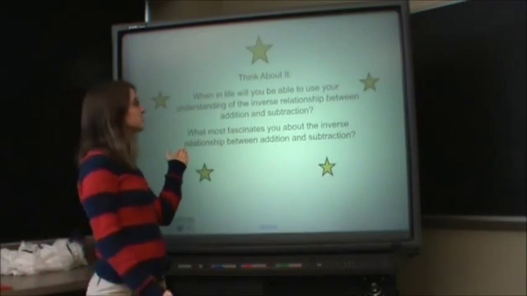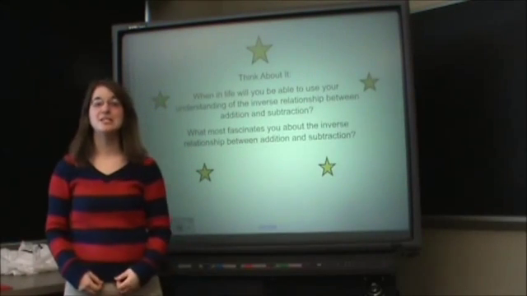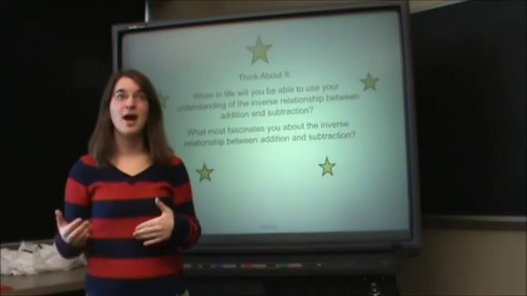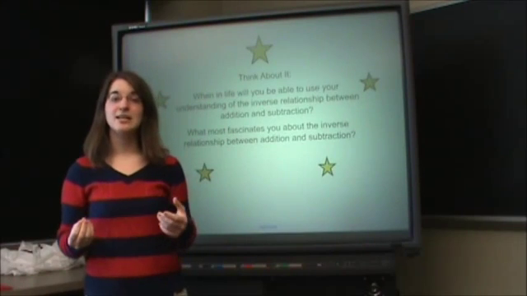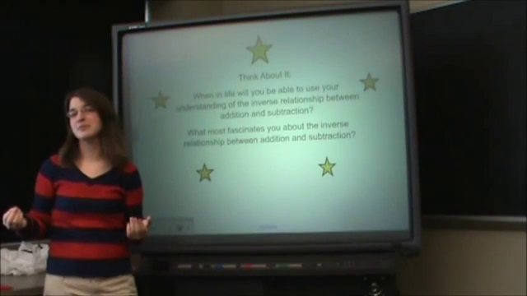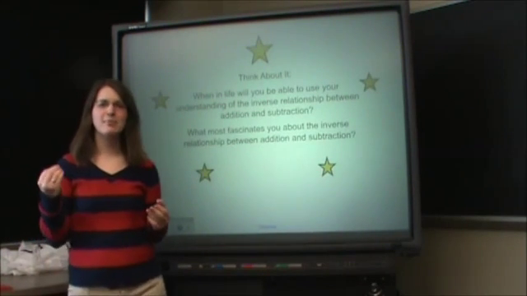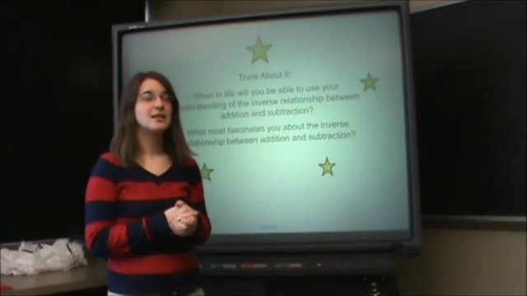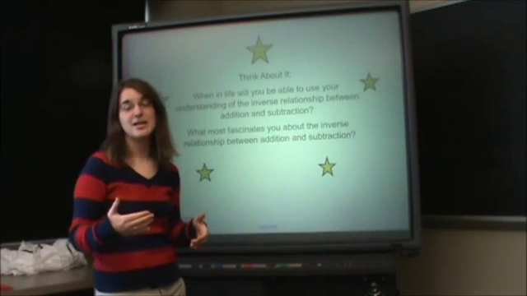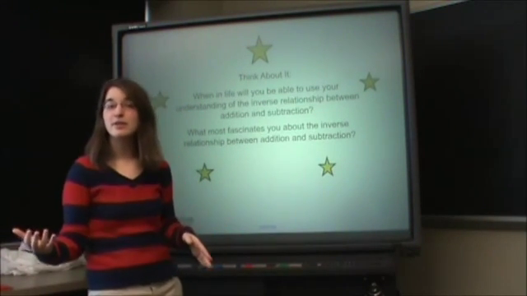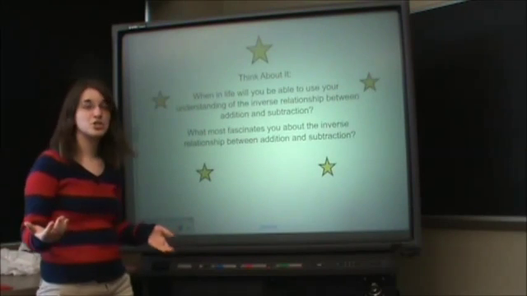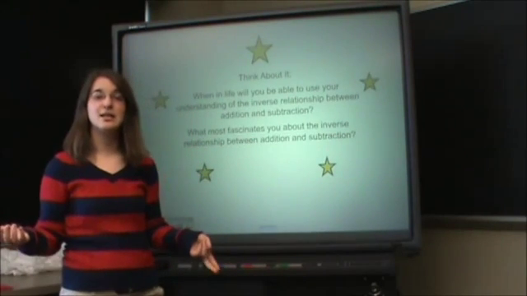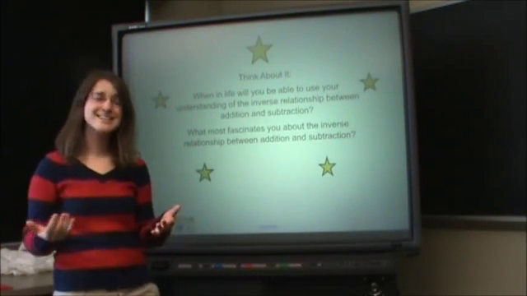When in life will you be able to use your understanding of the inverse relationship between addition and subtraction? When I thought about this question, I thought about all the times in life when I don't have a calculator at hand and I need to be able to do subtraction problems that maybe aren't as easy to think about right in my head, and I have to do them quickly. When that happens, I think about the addition problem that I know that is in the same fact family, and then I automatically know my answer. So that's one way that I would use inverse relationships, maybe when I'm grocery shopping or when somebody is asking me how many more materials I need for a birthday party, things like that.